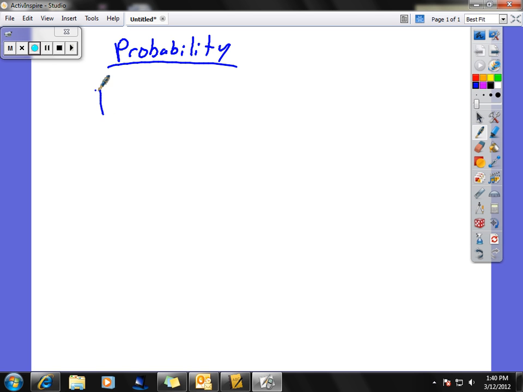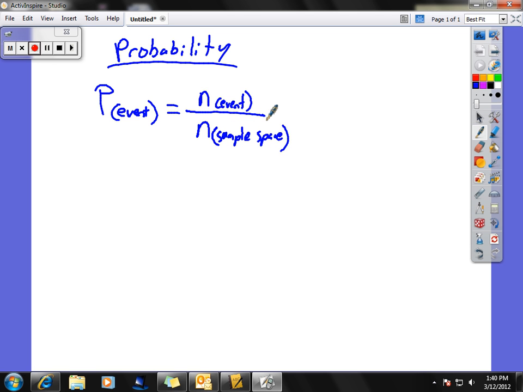Okay. So the probability of an event, we're going to call it P(event) here, is the number of times that event is going to occur over the number of, and we call this a sample space. The sample space is all possible outcomes. How many total possible outcomes there are, okay? So the sample space is total possible outcomes.